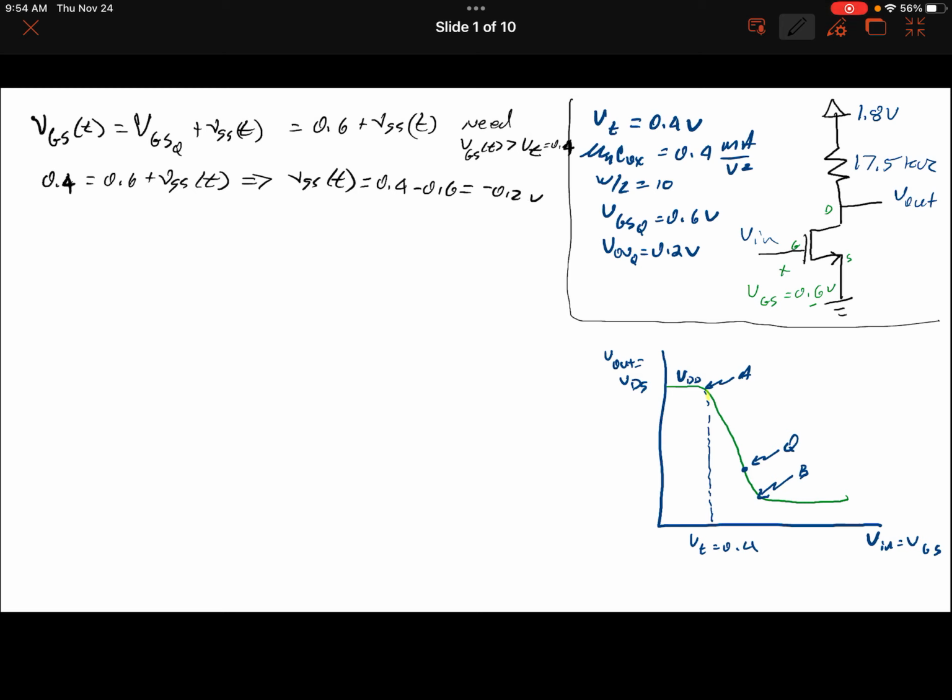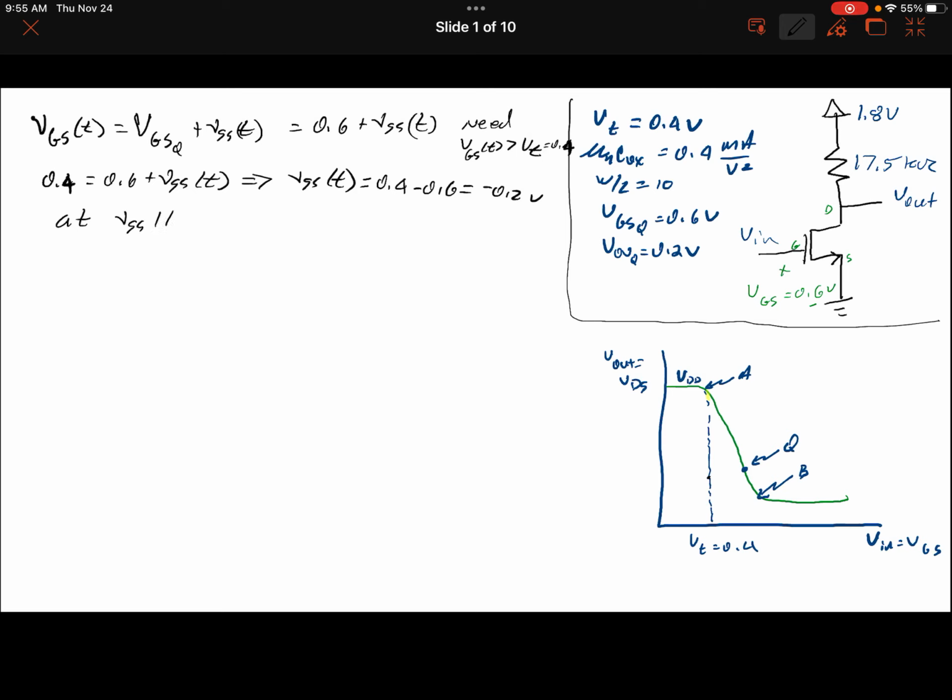From this Q point here, we can't go any more negative than 0.2 volts on vgs. That's a minus voltage, right? Hopefully that makes some sense to you. We can't go any more than minus 200 millivolts. So that's the most we can swing to. That's the AC swing.